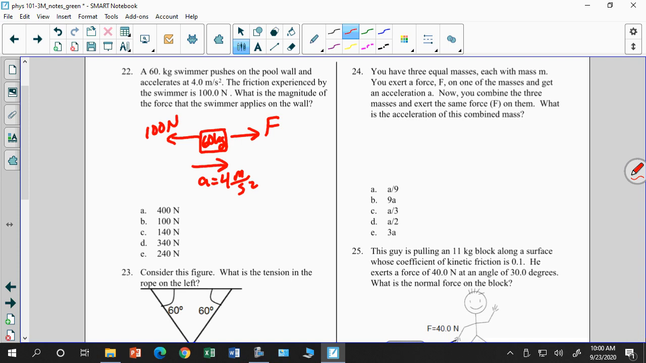Now I'm going to apply Newton's second law. F minus 100 is equal to the mass times acceleration. That's going to be 60 times 4, or 240. And so F has to equal 340 newtons.